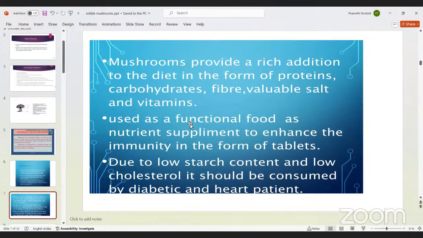They are used as a functional food, as a nutrient supplement to enhance immunity, in the form of tablets. Mushrooms are used in the preparation of these tablets. Due to low starch content and low cholesterol, mushrooms should be consumed by diabetic and heart patients also. Generally, doctors prefer mushrooms for diabetic and heart patients.